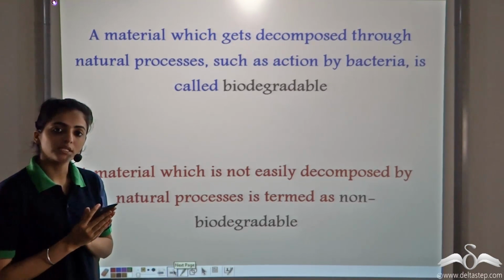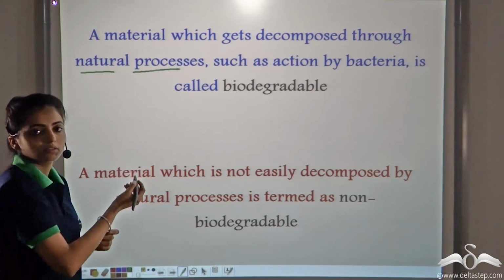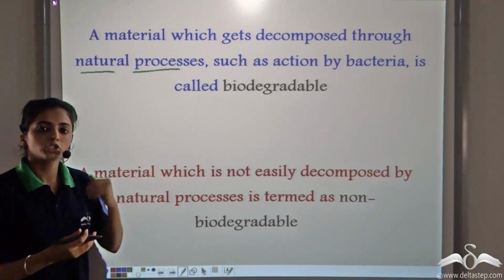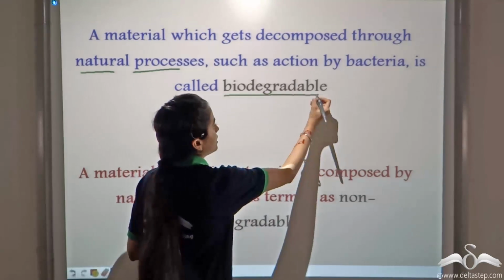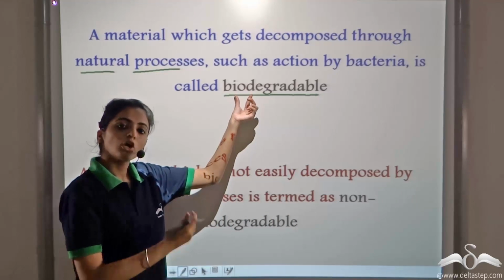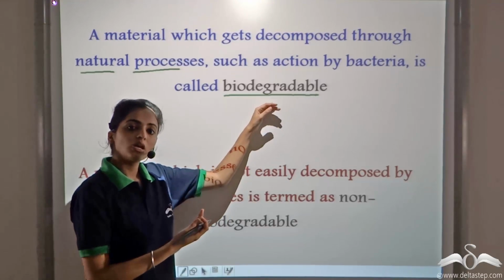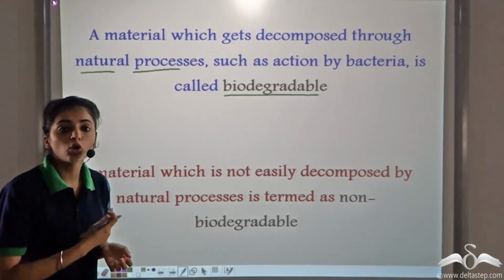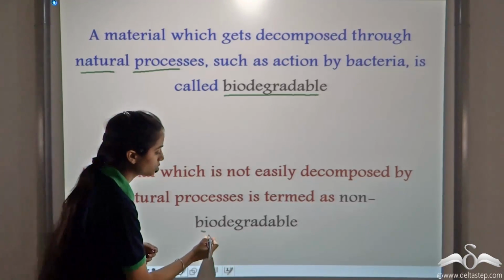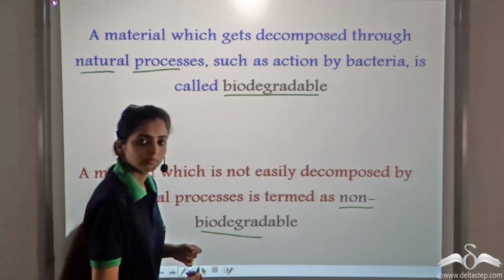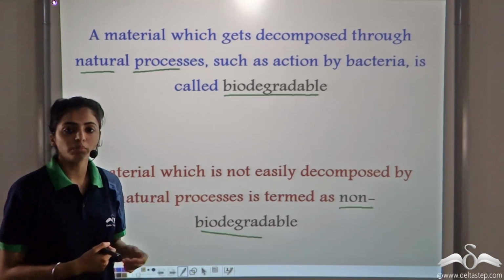Biodegradable are those substances that can be decomposed through natural processes, say by the action of bacteria and so on. That is biologically, by natural ways, these substances can be degraded. But some substances cannot be degraded by natural processes. Such substances are known as non-biodegradable.